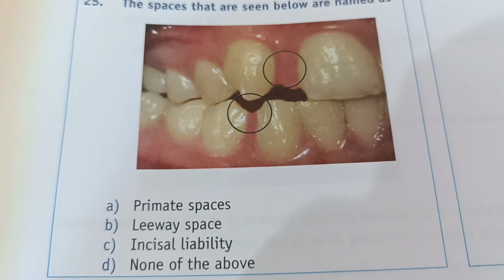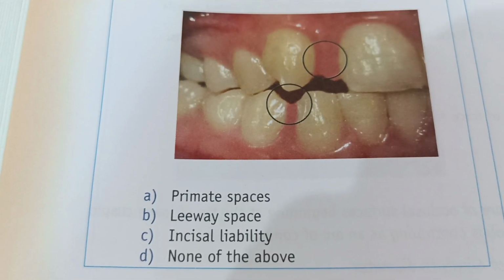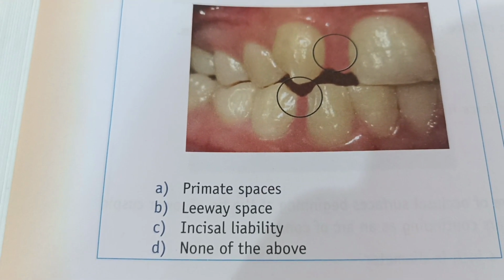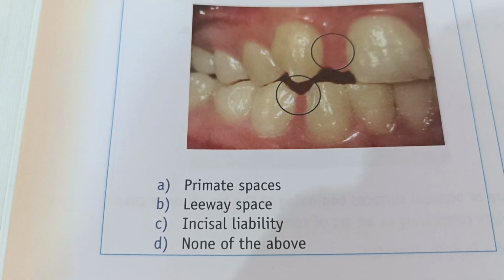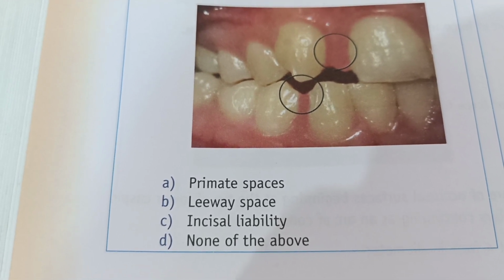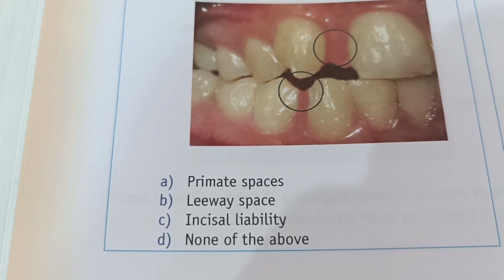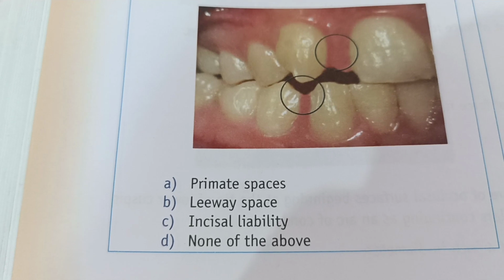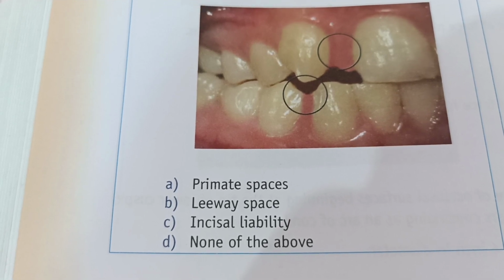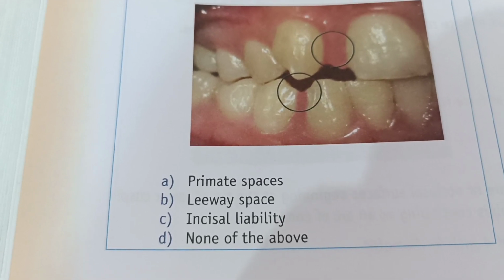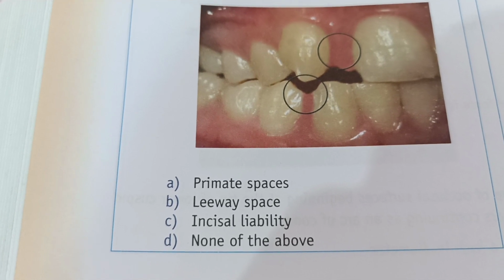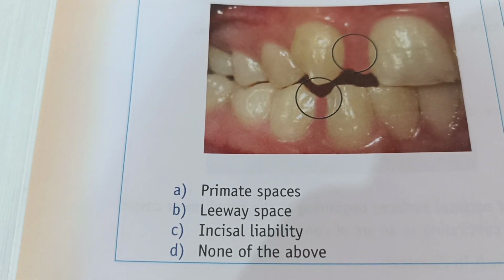It's a very easy question. The right answer is primate space. Option A is the correct answer because primate space is also called simian space, a normal physiologic space. It's present mesial to the canine in the upper maxilla and distal to the canine in the lower mandible. So the right answer is primate space.